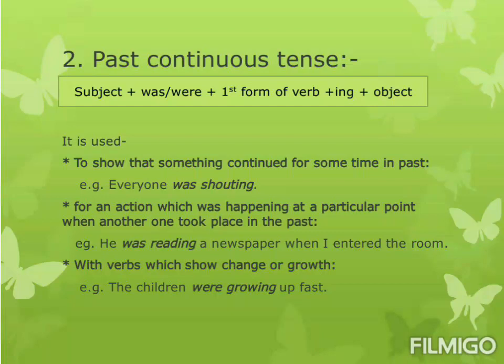It is used for an action which was happening at a particular point when another one took place in the past. He was reading a newspaper when I entered the room. Here you can see that two actions are mentioned. He was reading a newspaper. I entered the room. The action that was in progress will be mentioned in continuous tense, while the other action will be mentioned in simple past.